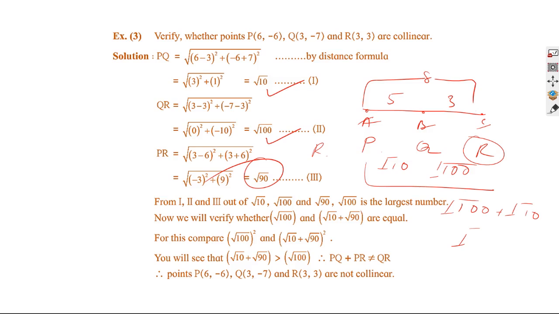So that way PR is something different. We will declare that they are not collinear. So these are all simple ways of asking you to check whether you know how to apply the distance formula in different situations.